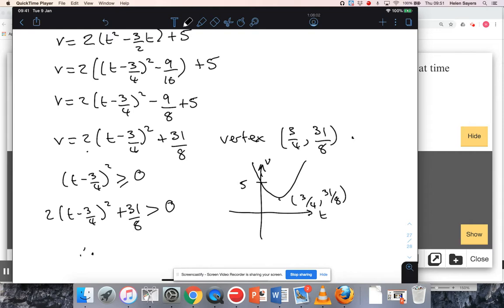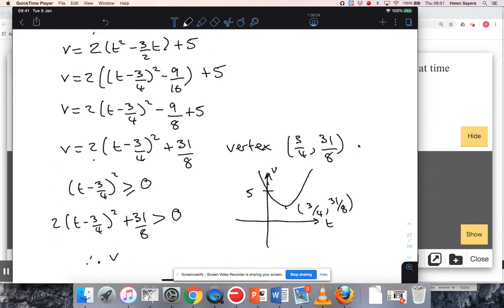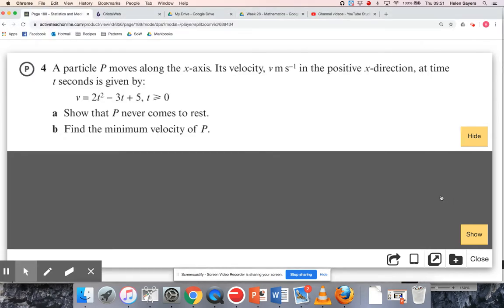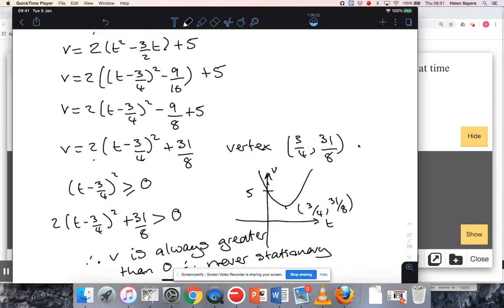Whichever of those I go down, I can then conclude that V is always greater than 0, and then I'll just clarify that I know that means it's never stationary. Okay, so that probably was a little bit overkill in the amount of working I did for that, but just to really cover all bases.